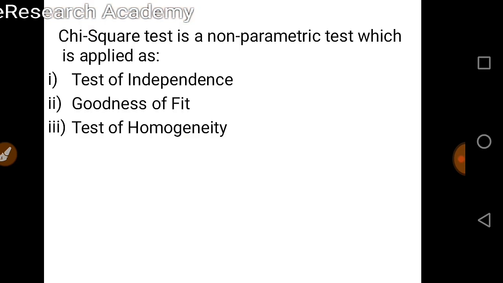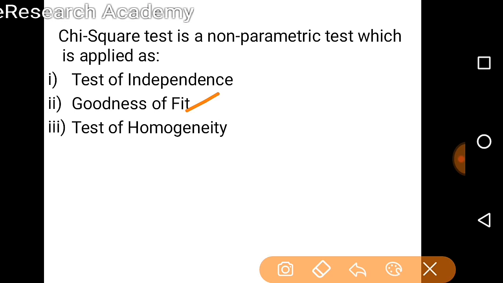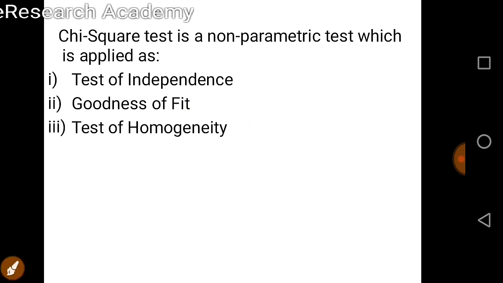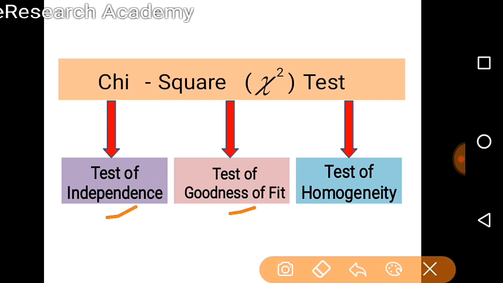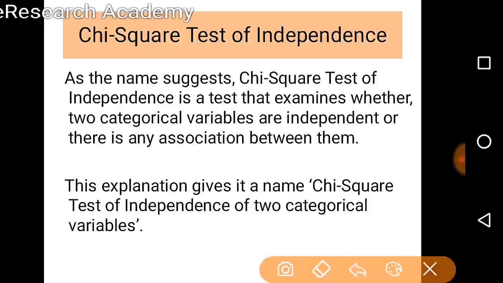So friends, let's start. Chi-square test is a mostly used non-parametric test which is applied as a test of independence, goodness of fit and a test of homogeneity. Graphically we can present it as the test of independence, test of goodness of fit and test of homogeneity. In this lecture we are going to discuss how to perform the chi-square test of independence.